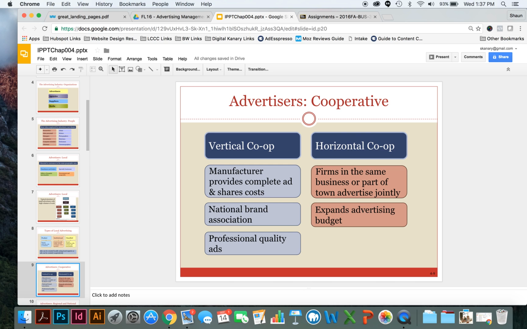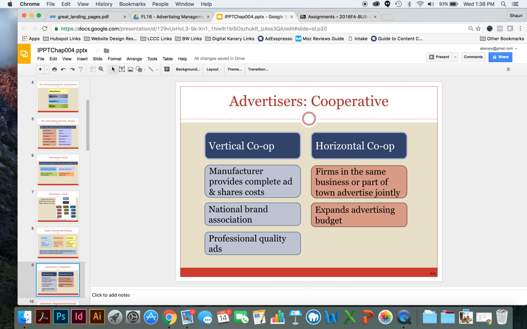Another type of co-op that you can do is a horizontal co-op. Firms in the same business or part of town advertise jointly. This expands your advertising budget. A lot of times you'll see this happening with partnerships. The Bedford Auto Mile is one, for instance. It's a group of individual businesses that try to promote you coming to that stretch of those car dealerships in Bedford.